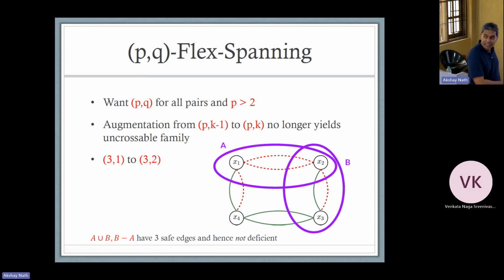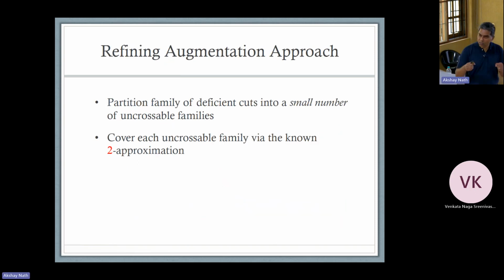But I am proving that it cannot be uncrossable, because remember, to be uncrossable, A union B and A intersection B should be deficient, or B minus A and A minus B have to be deficient. But from each of these 2 sets, I'm showing one is not deficient, so neither can be true. That's what makes sense. So this forces us to think, what else can we do?